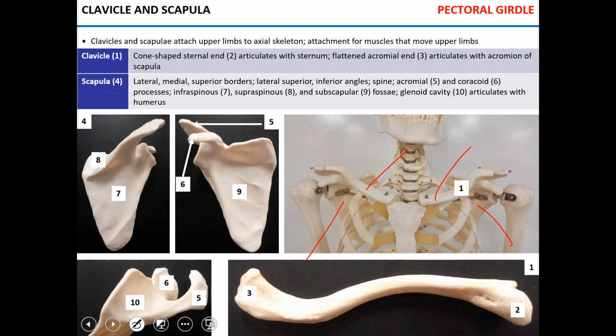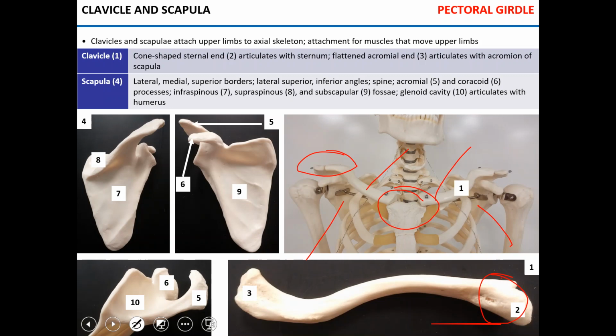The clavicle has 2 distinct ends: the cone-shaped sternal end that articulates with the sternum, and the flat-shaped acromial end, which articulates with the acromion or acromial process of the scapula.